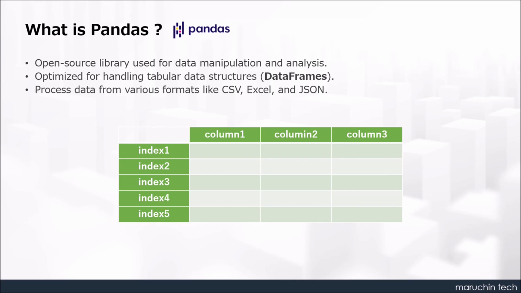A data frame is a two-dimensional data structure consisting of rows and columns. It allows you to analyze data stored in a table format similar to Excel or relational databases. By loading data into a data frame structure, processing becomes much more efficient.